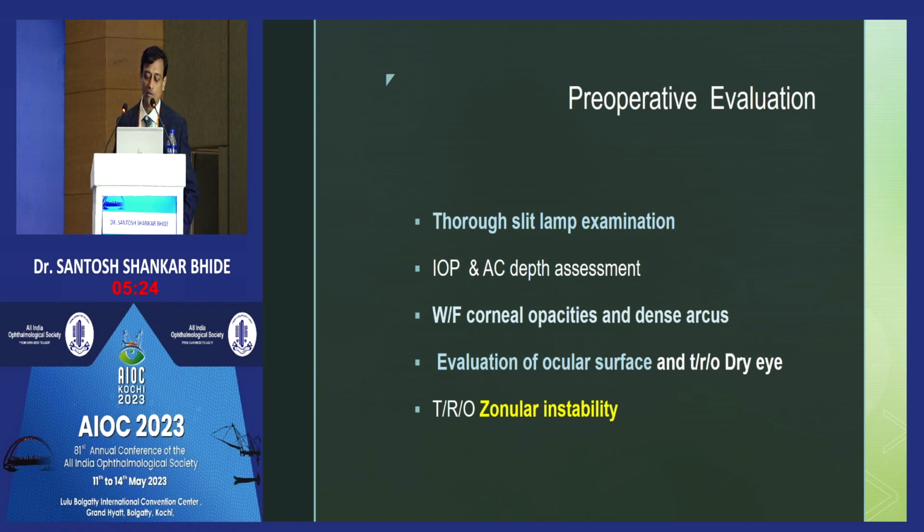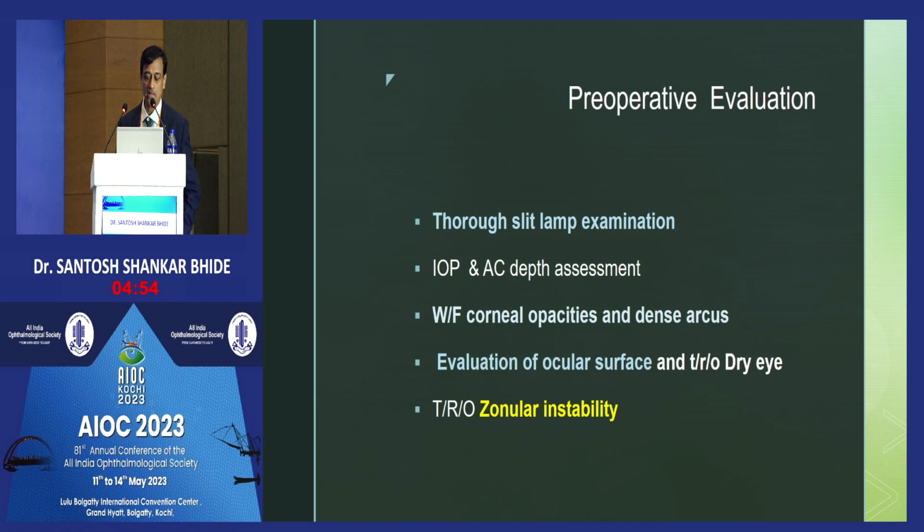We have to watch for corneal opacities, dense arcus. In patients with dense arcus, there is always a chance of sudden Descemet's detachment. Another important aspect which we often overlook in our busy practice is to look at the ocular surface and to rule out dry eyes. We all plan for premium implants, and if the patient is having dry eye or some ocular surface disorder, in spite of giving 6/6 and N6 results, the patient will be unhappy.